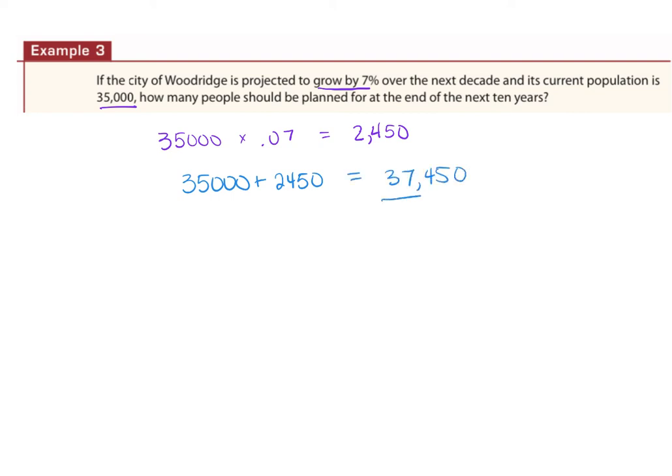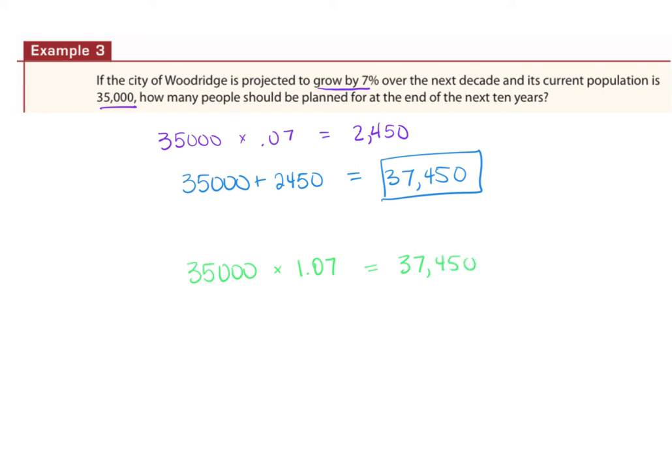37,450. All right. There's another way to do this. When they want to know what the new thing is going to be, you can actually take the original and you can multiply it by 1.07. Why does this work? When you multiply it by 1.07, by the way, you get straight into the 37,450.